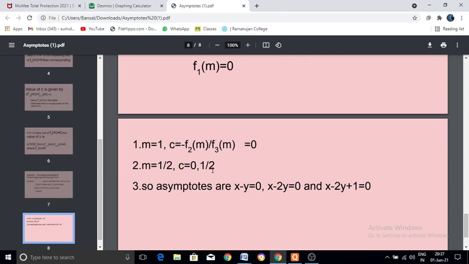Now putting these values in y equal to mx plus c, the first asymptote is y equal to x, meaning x minus y equal to 0. The other two asymptotes are x minus 2y equal to 0 and x minus 2y plus 1 equal to 0. So these are the three oblique asymptotes of this curve.